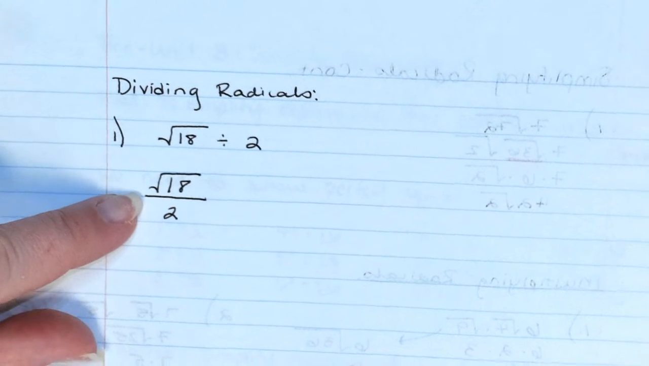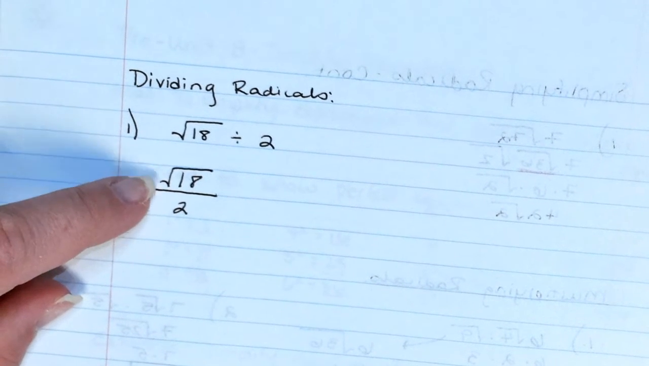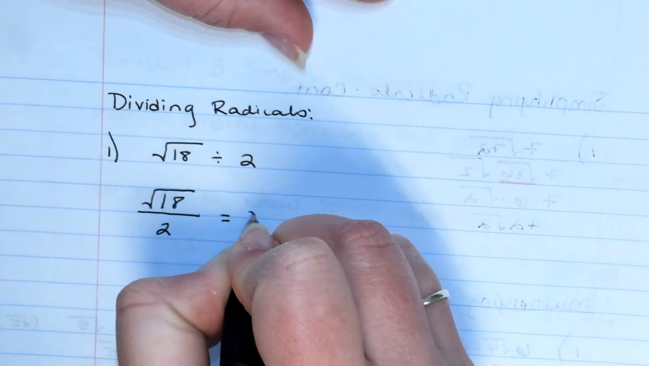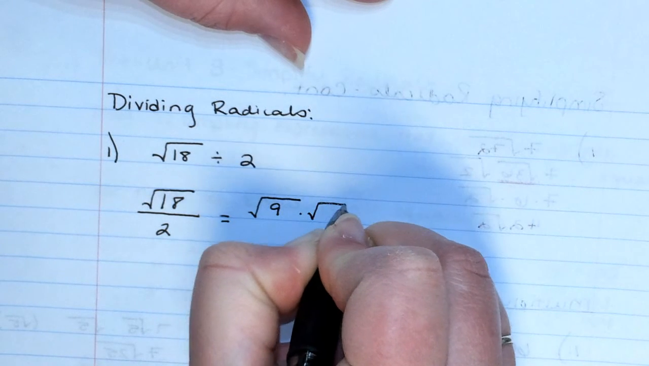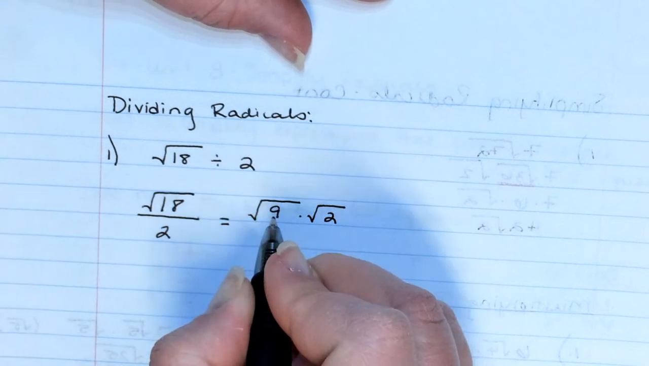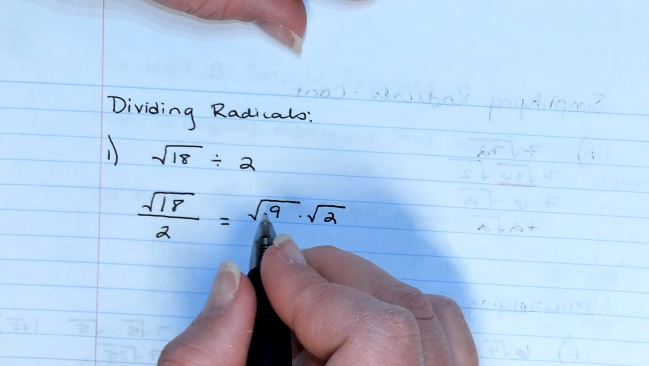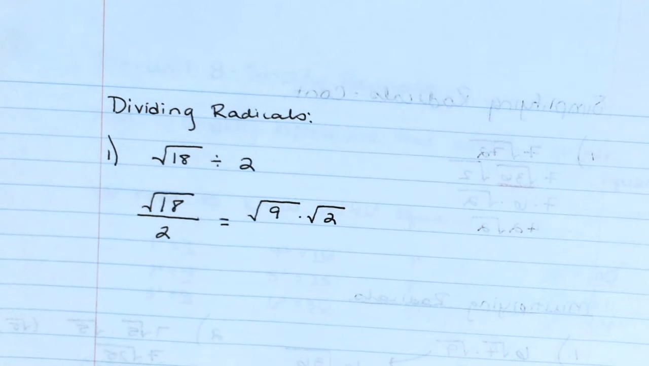Alright, then the next step is we have a radical here. We know how to simplify it. So the square root of 18, how is that going to break down? Square root of 9 times the square root of 2. We have to use a perfect square. So someone said 6 and 3. Neither 6 or 3 are on our perfect squares list. We have 1, 4, 9, 16, 25.